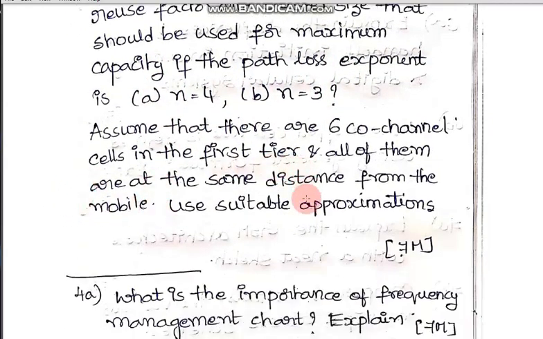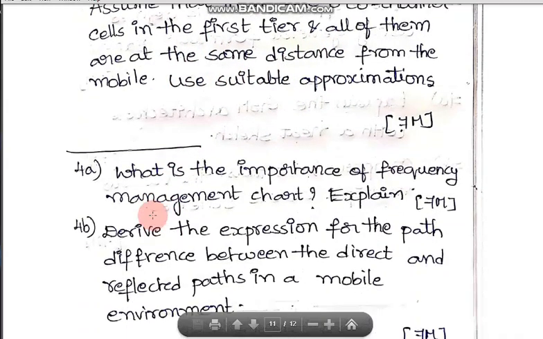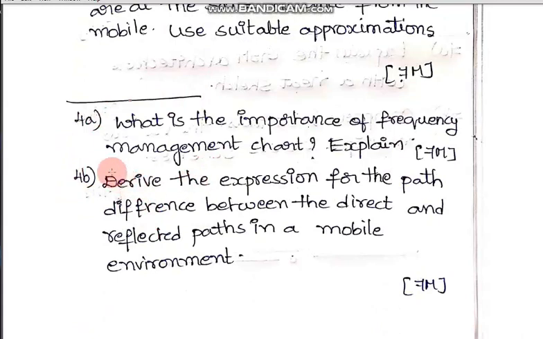Now the question is: assume that there are 6 co-channel cells in the first tier and all of them are at the same distance from the mobile, using suitable approximations. This is a huge problem again for 7 marks, and we have clearly understood here that there are problems in the first and second chapter.